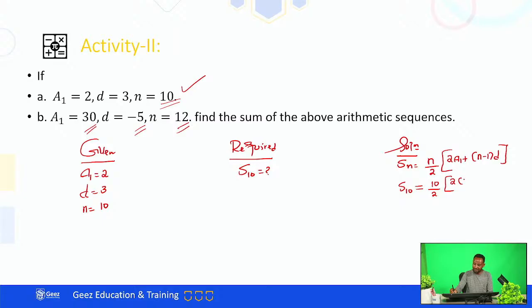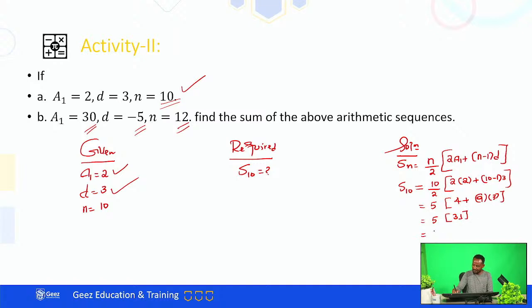2 multiplied by a1 is given, which is how much? 2. You insert over here 2, plus n is obviously given, which is 10, minus 1, multiplied by d. What's the common difference? 3. And multiplied by 3. So this will be 5 into 4 plus 10 minus 1 is 9, isn't it? 9 multiplied by 3. And then all together, let's finish our business inside the box. 9 multiplied by 3 is 27, isn't it? 27 plus 4, it is 31, isn't it?